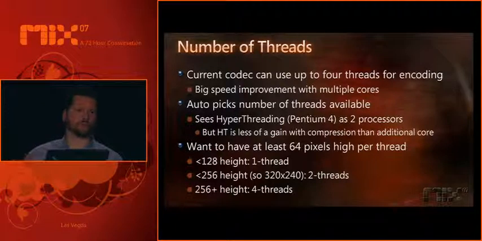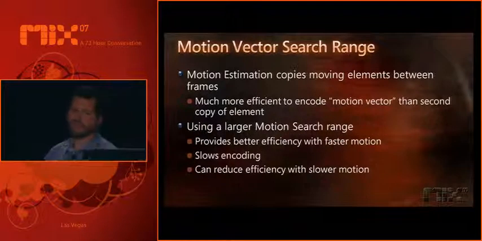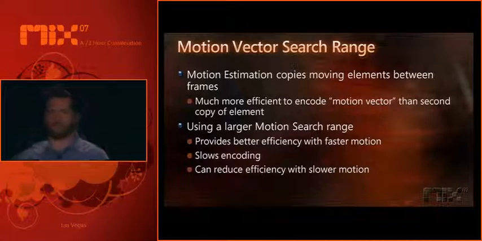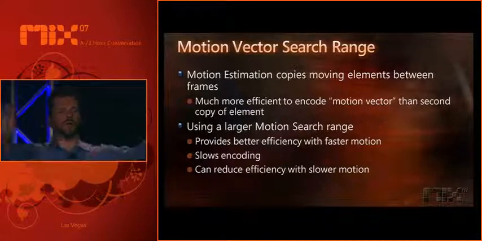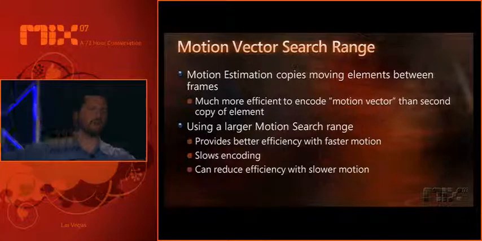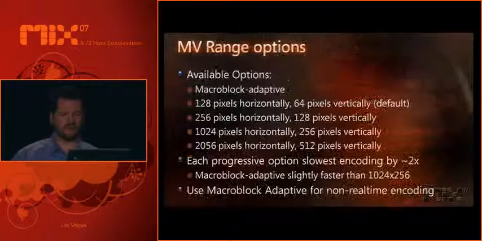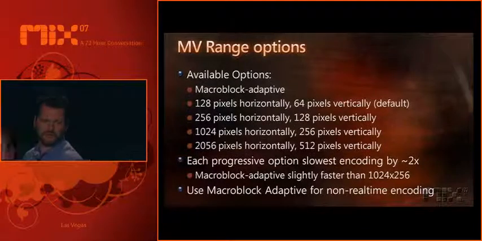But if you have a 4-core machine, sometimes it makes sense to do a 2-thread encode at lower frame sizes. Then there's the motion vector search range, which matches the video from frame to frame. In high def, it'll look in a bigger area for matches, so if you have really rapid pans or fast motion, it looks at a bigger area. It's a little bit slower to encode, but we've got some options here, with bigger sizes.